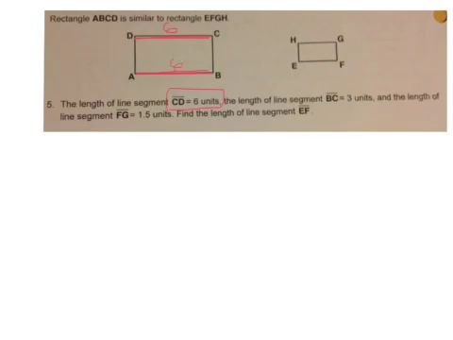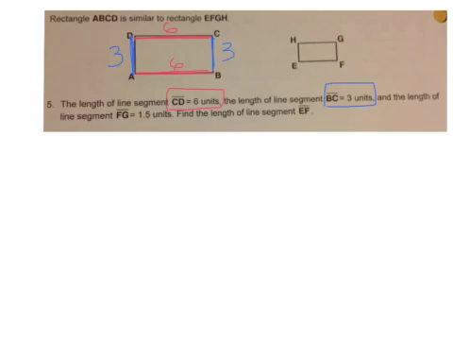Then as you keep reading the sentence, it says the length of line segment BC is 3 units. So I'm also going to trace over B to C, and I'm going to put 3 units. Just like the top and bottom were the same, the left and the right are the same. So I'm also going to trace over AD and put a 3 beside that. So now I have all the sides of rectangle ABCD labeled.